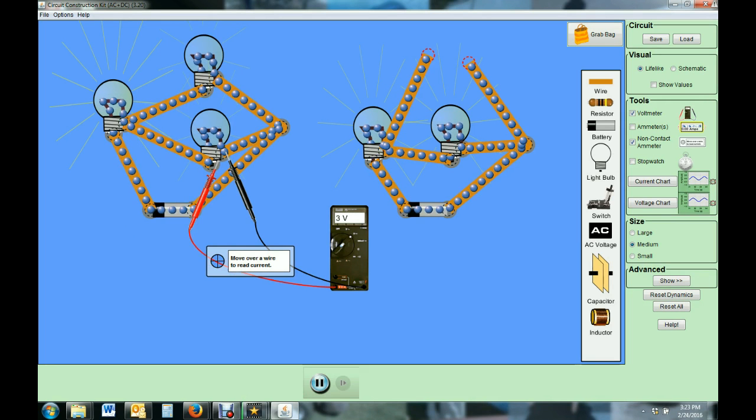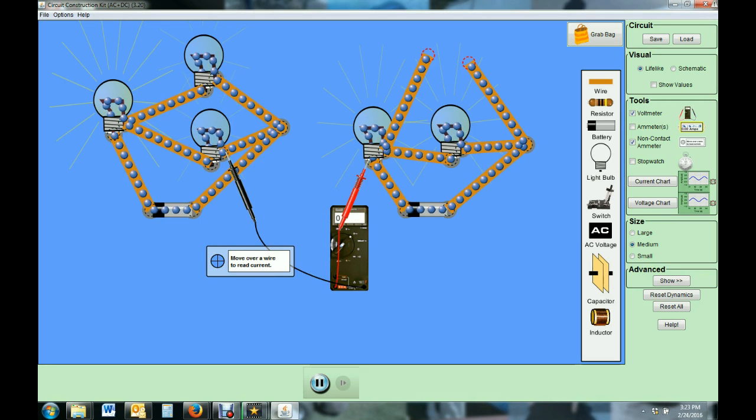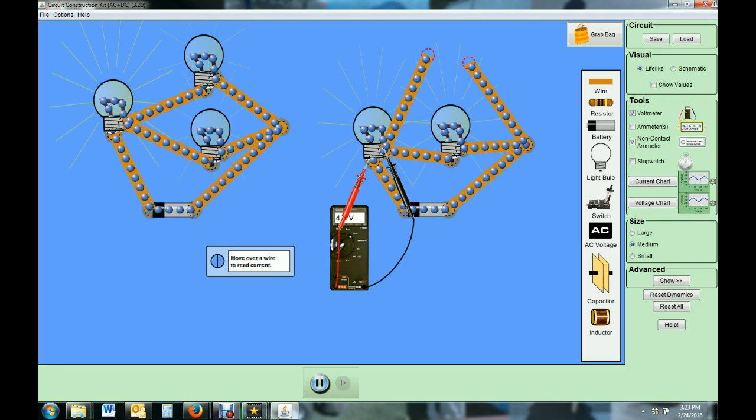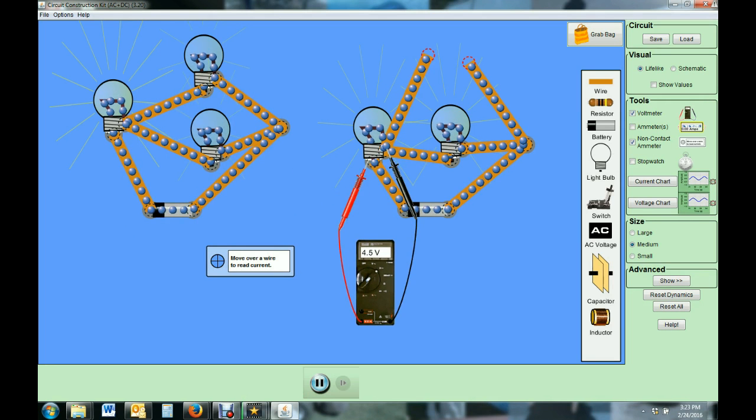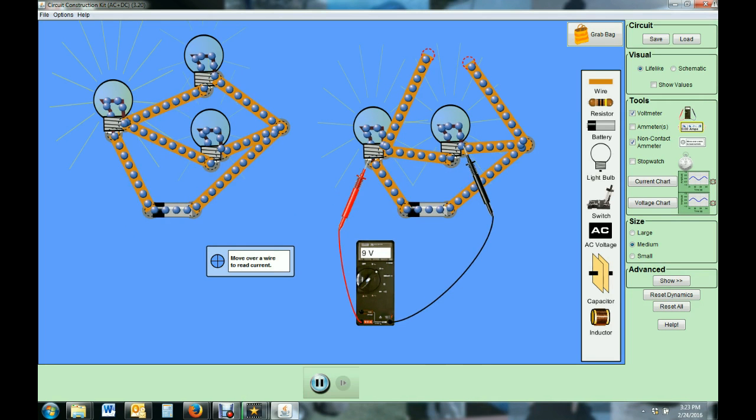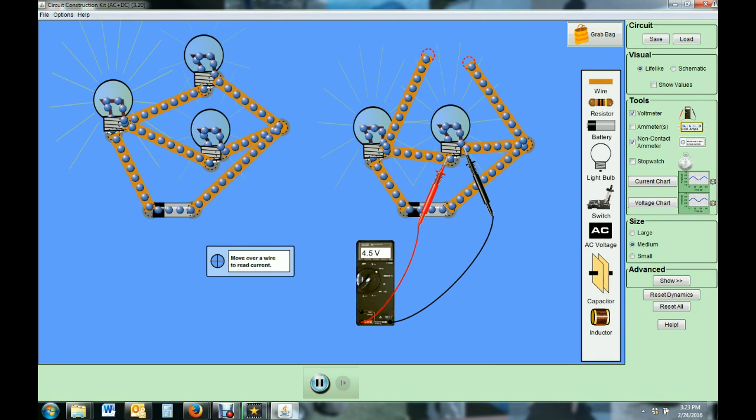back to my battery. Over here we have the 9-volt battery. And each bulb is going to use 4.5 volts for a total of 9 volts around the loop.